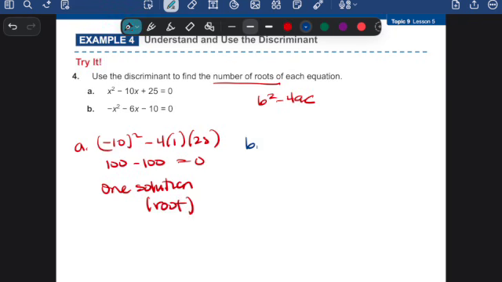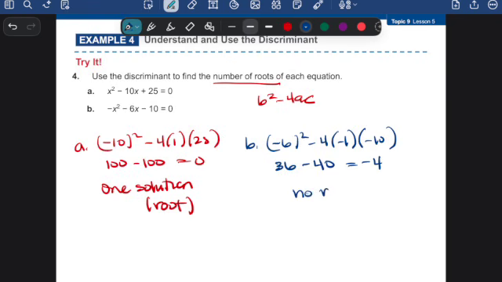Part B, b squared, which is negative 6 squared minus 4 times negative 1 times negative 10. So I'm going to get 36. Negative 4 times negative 1 is positive 4 times negative 10 is negative 40. So now I'm going to have a discriminant of negative 4. There will be no roots, no real solutions, because we cannot take the square root of a negative number.